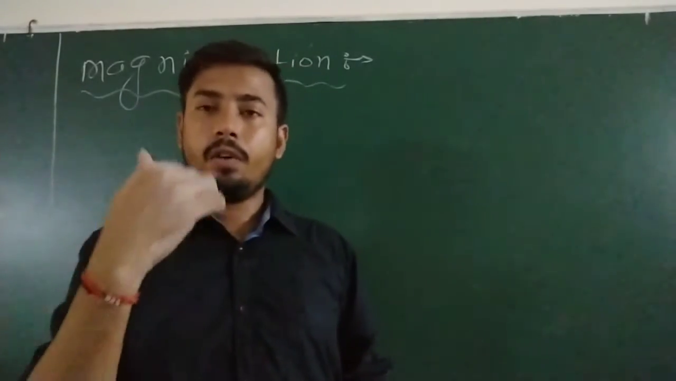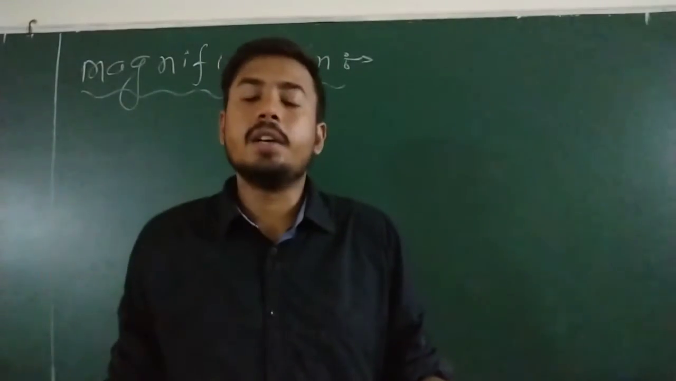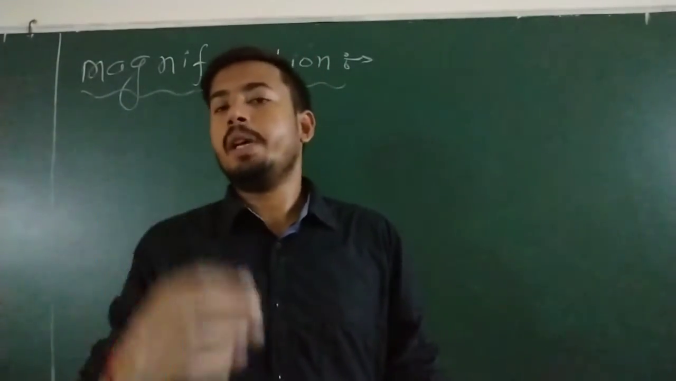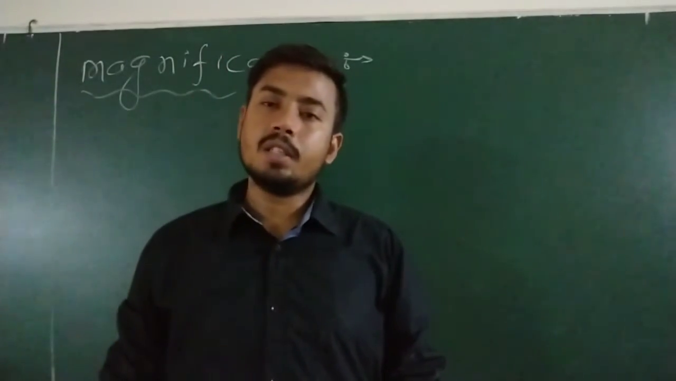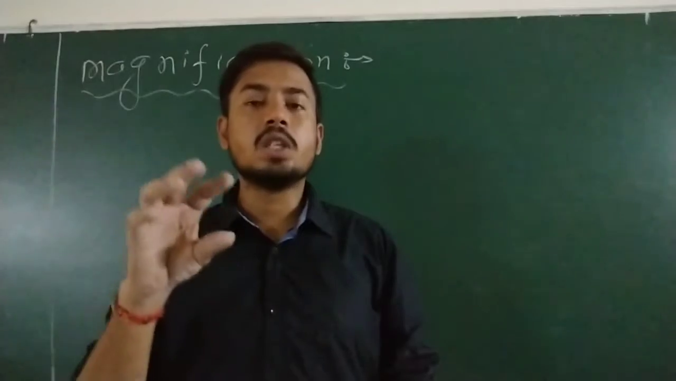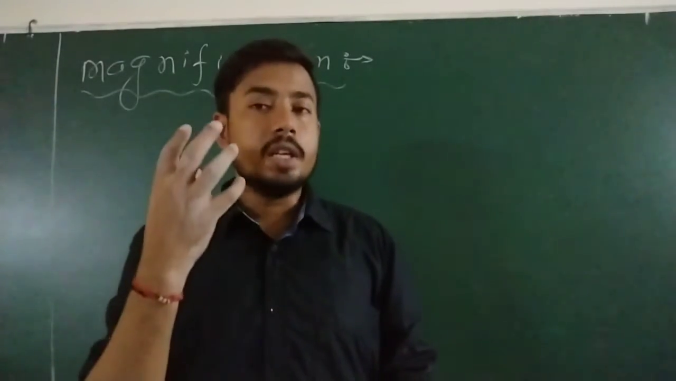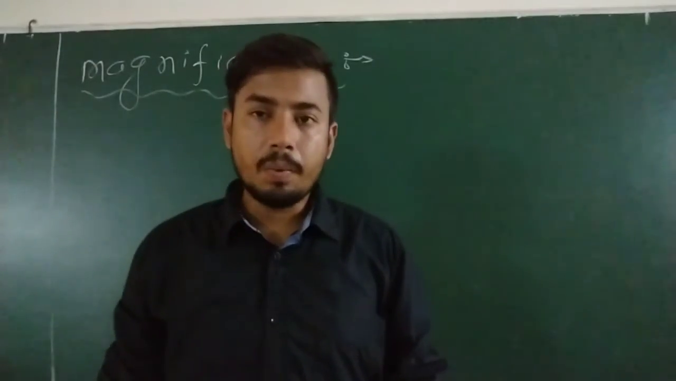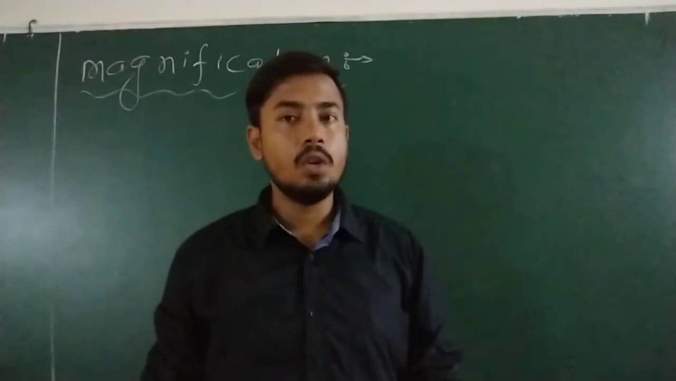Okay, see, in front of me my camera is here, right? And I am standing here. So this camera will form my image. So the dimension of the image divided by the dimension of the object is called magnification. Means the ratio of the dimension of the image to the dimension of the object is called magnification.